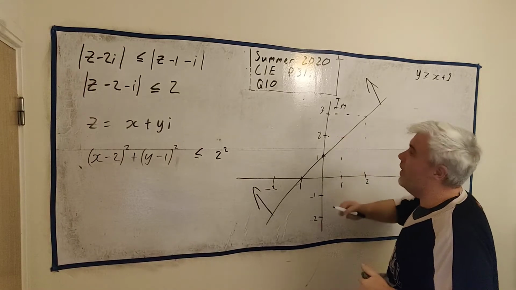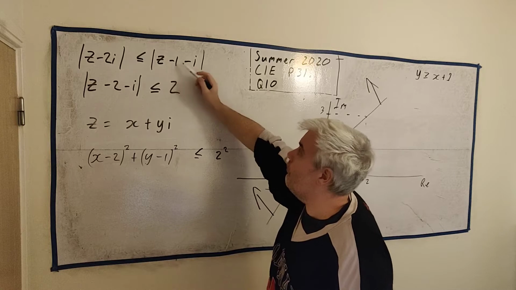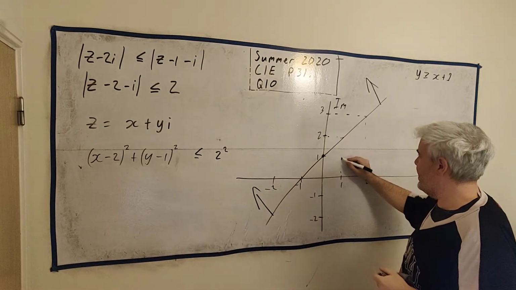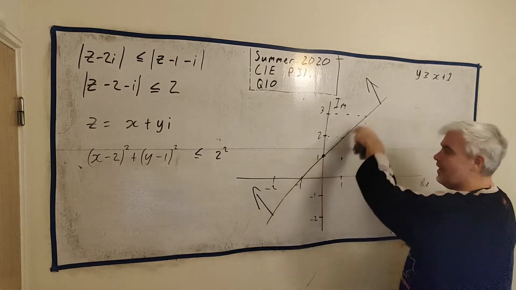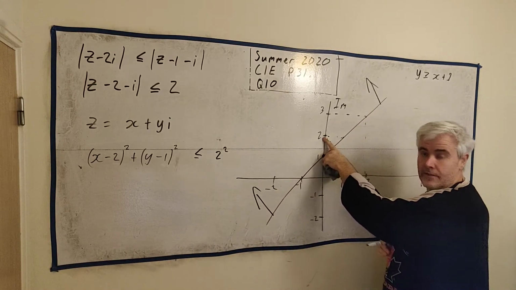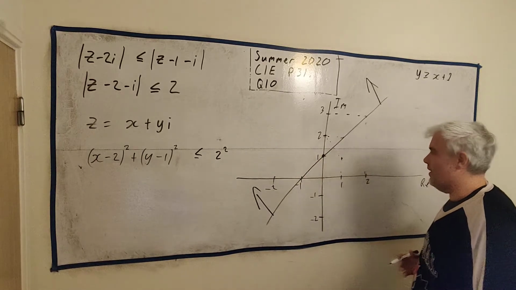There's 2i here. This is z, I should have said. z minus 1 plus i, 1 plus i is here. And this line is actually the bisector of this. The bisector of this will be this. So that's a quick way to get that.